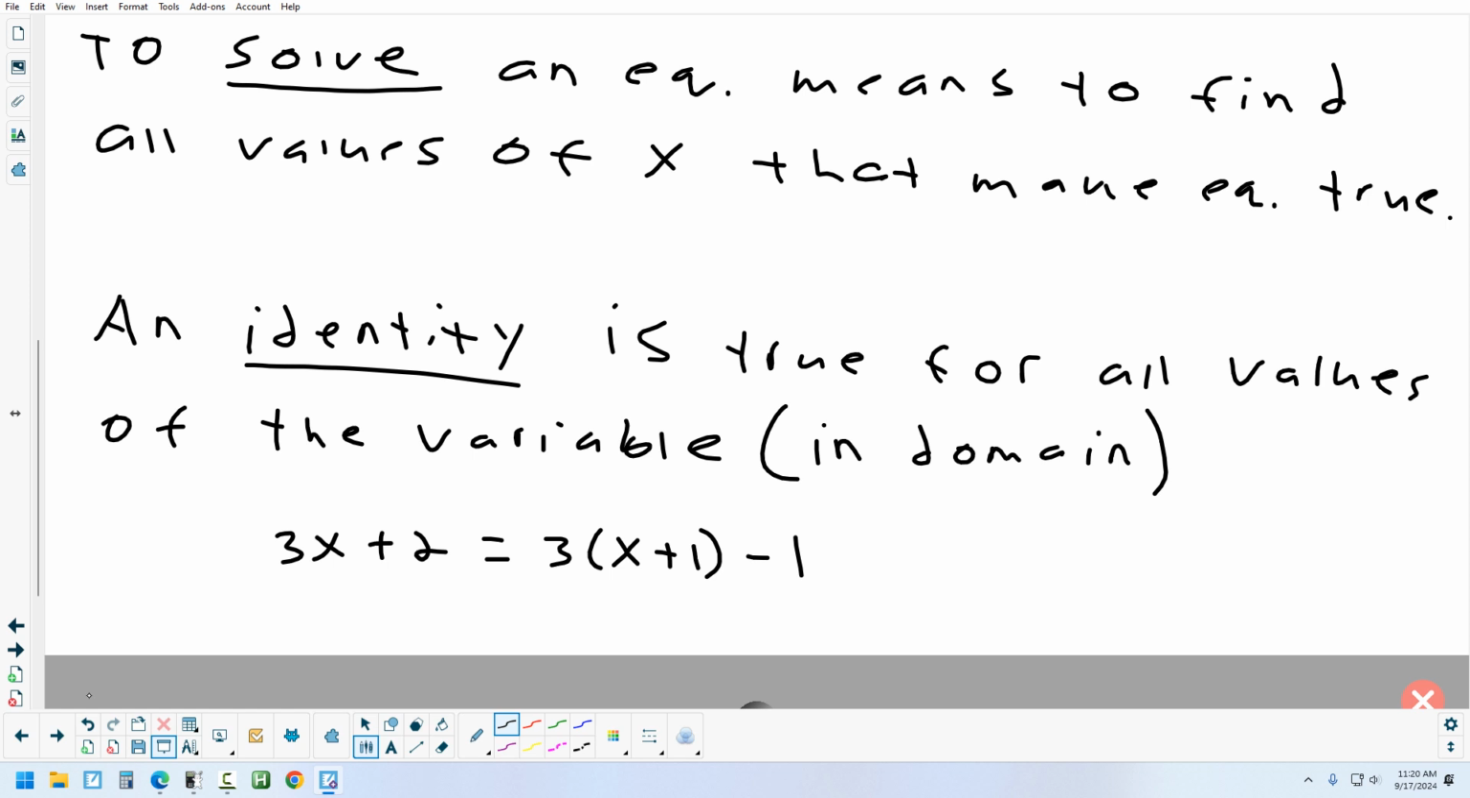When you simplify the right side, it comes out the same as the left. Yep. When you simplify the right, it's exactly the same as what's on the left. And because you have the same thing on both sides, no matter what you plug in for x, it will always work.